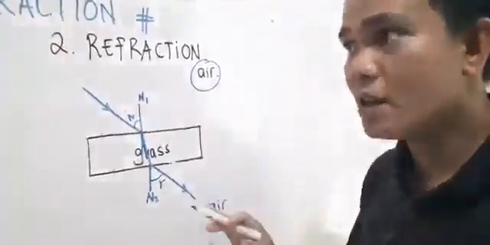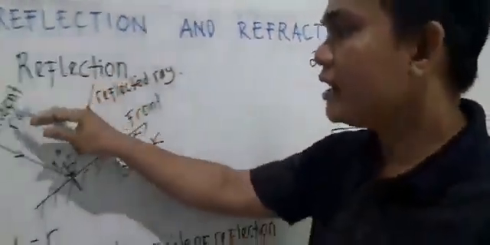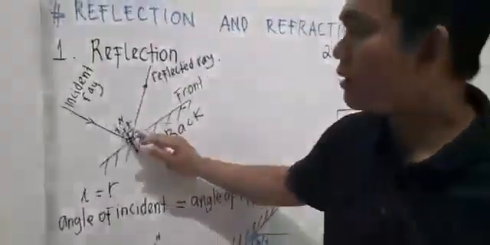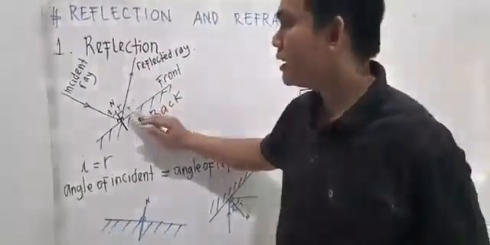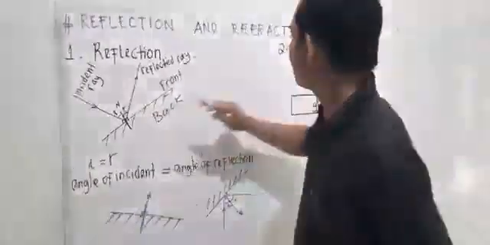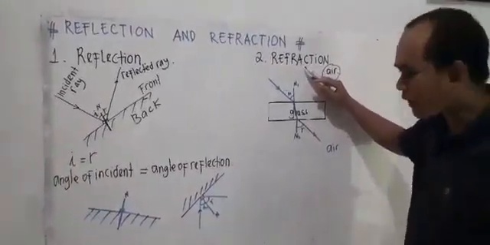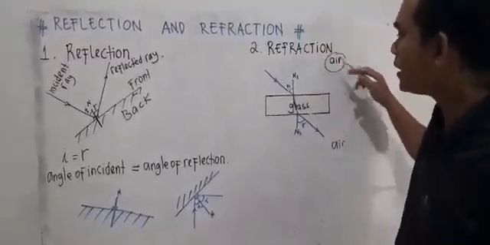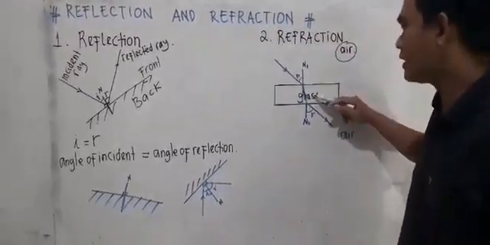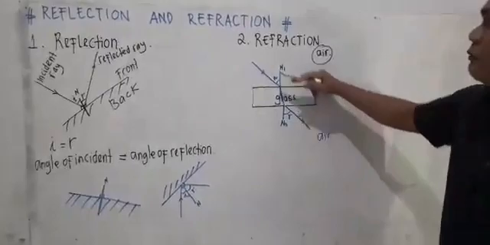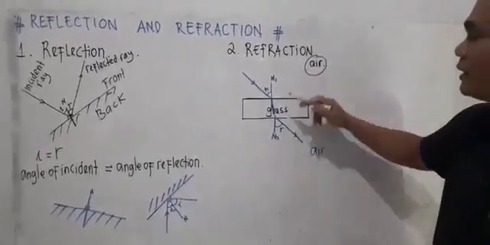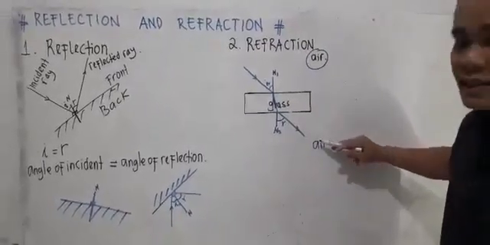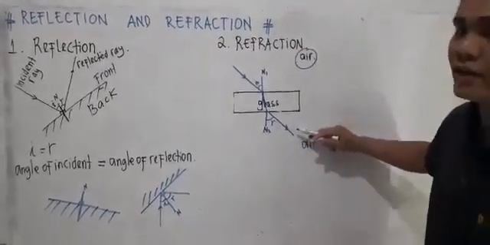So what is refraction? Refraction is the bend of light. What is reflection? Reflection is the reflecting of light, where the angle of incident is the same as the angle of reflection. And refraction is the bend of light, where if the light comes from the less dense medium like air to the denser medium like glass, it will be bent toward the normal line. And if the light comes from the denser medium like glass to the less dense medium like air, it will be bent away from the normal line.